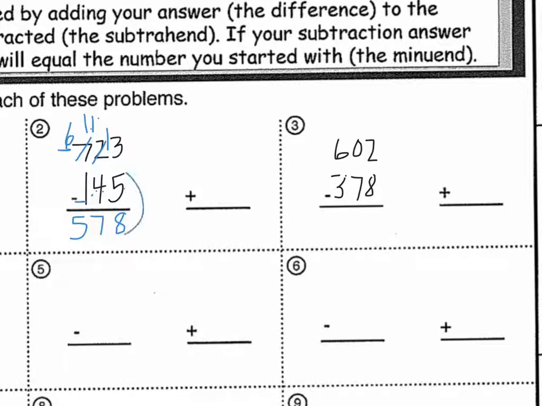Now we're going to add these two together. So write down 145 and 578. Let's add those up. See if you can kind of keep up with me, or maybe even go ahead. 5 plus 8 is 13. Regroup with that 1 up there. 4 plus 7 is 11, plus 1 is 12. Bring that 1 up to the next column. 1 plus 1 plus 5 is 7. 723. It matches the minuend, so you can feel confident that your answer is right.